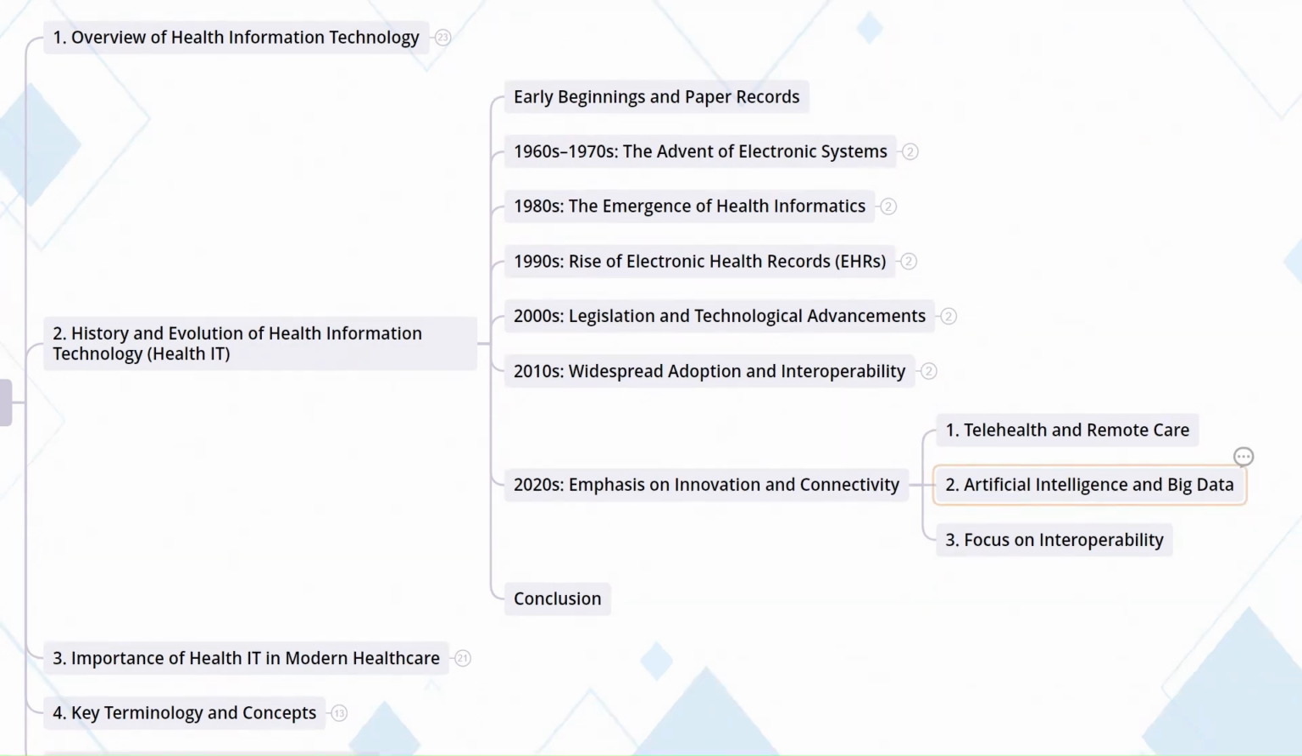Next, artificial intelligence and big data. These technologies are increasingly being integrated to analyze large data sets to improve predictive analytics, personalized medicine, and clinical decision making. Next, focus on interoperability. Continuous efforts are being made to address interoperability challenges to create seamless data exchange and integration, enhancing care quality and efficiency.